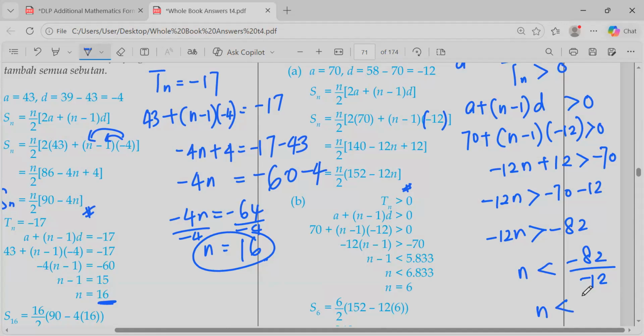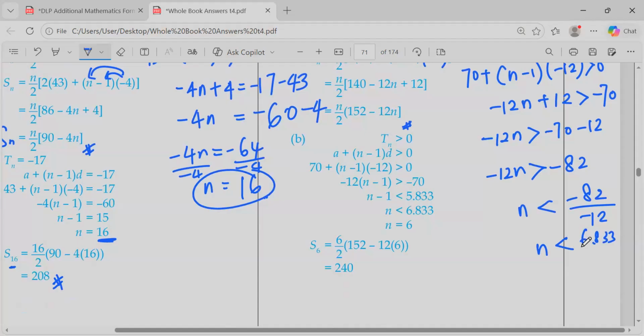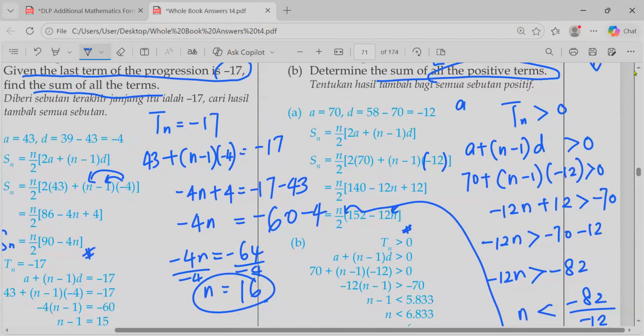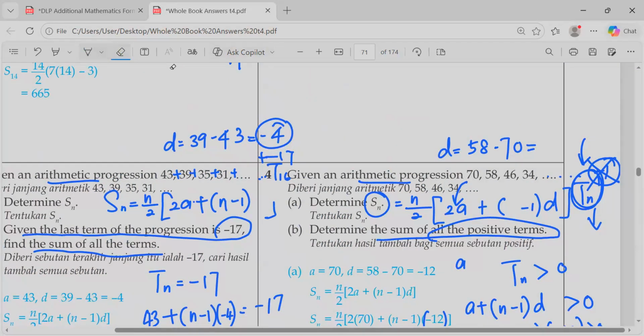Great, less than 6.833. Okay, so n must be less than 6.83, so n equals 6. So you just substitute the 6 inside here and then you get the answer. If you're not very confident with this, maybe you can try some questions.